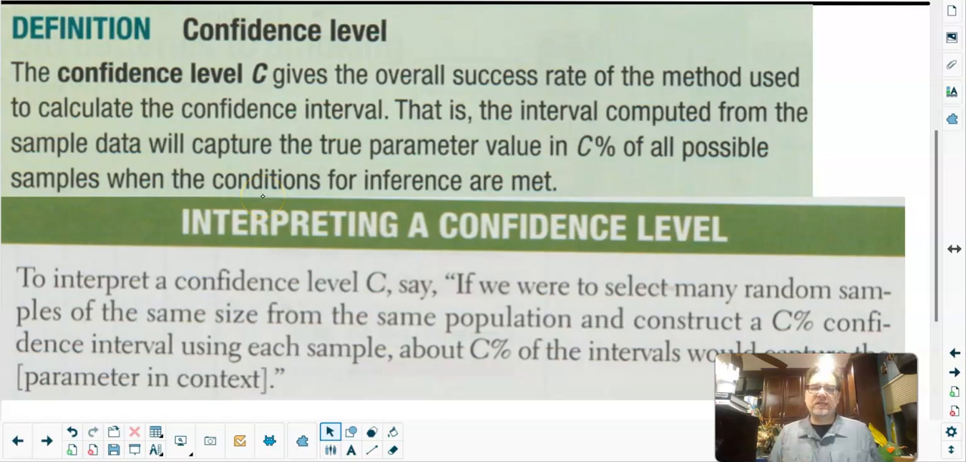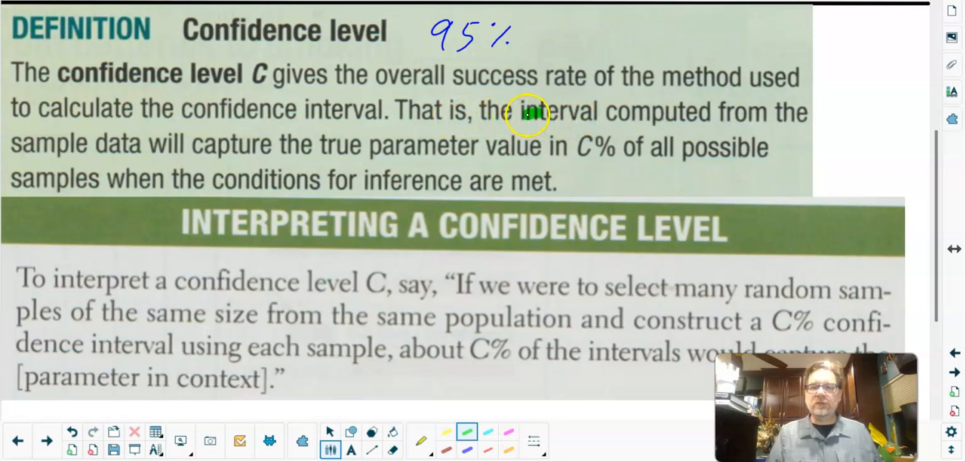Now, when we have a confidence level, let's say it's 95%, 99%, whatever it is, what we are saying is that 95% of the confidence intervals we create from many samples will have the parameter we're looking for. Not that it's 95% for any one interval, but 95% of all intervals created will contain what we're looking for, which is the true parameter.